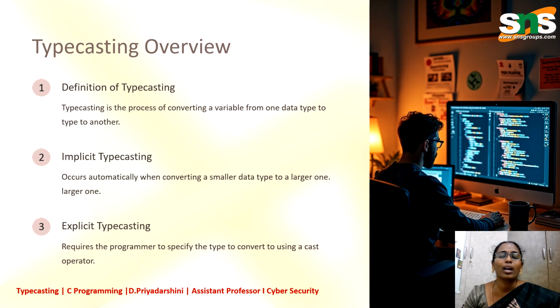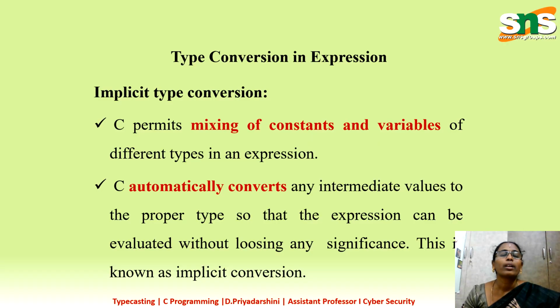Implicit typecasting occurs automatically when converting a smaller data type to a larger one. And explicit typecasting requires the programmer to specify the type of the data, and from which data type it has to be converted. Here is a sample of how we convert from one data type to another in an expression.